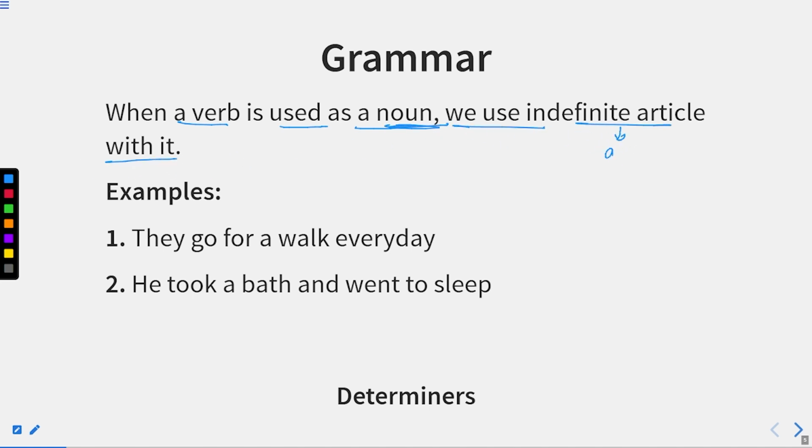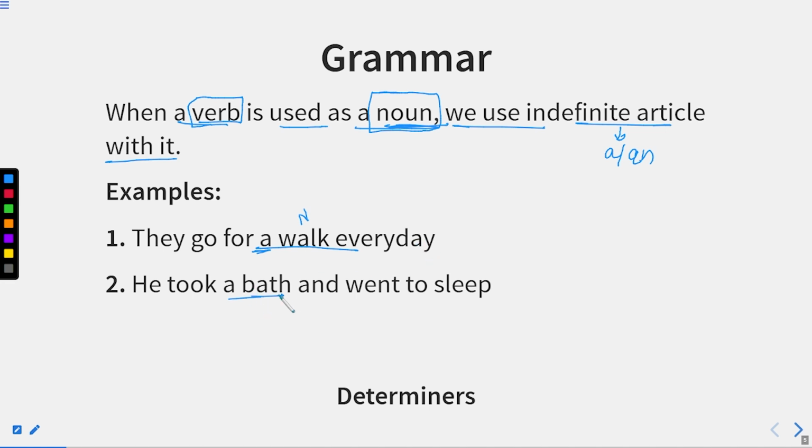Indefinite article means a or an. So what are the words? When the verb is used as a noun. These are the keywords. They go for a walk every day. Now, walk is a noun over here. Therefore, we are using a walk. He took a bath and went to sleep.